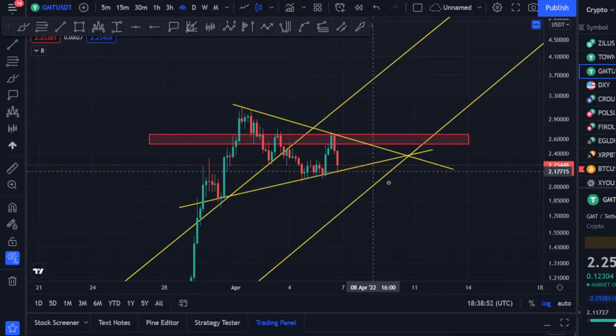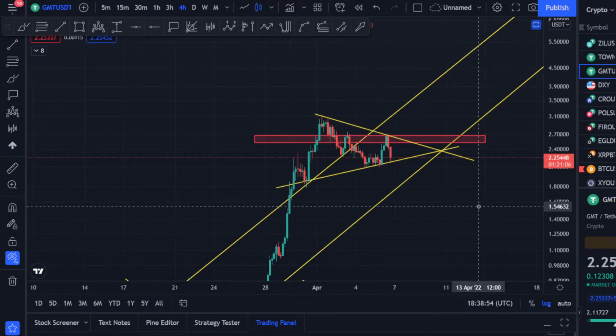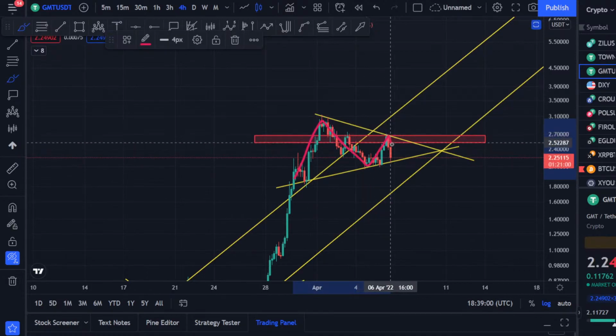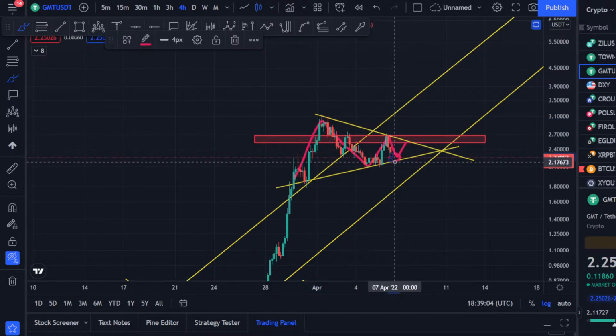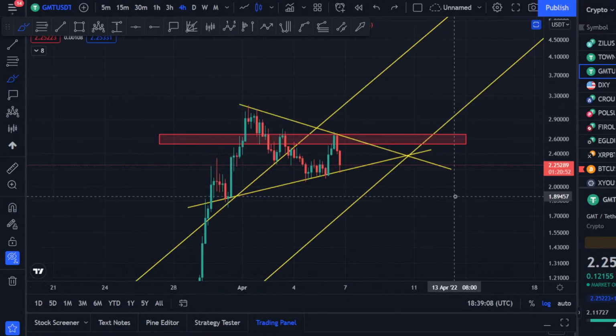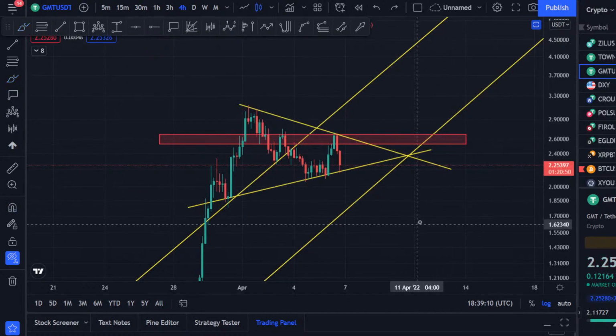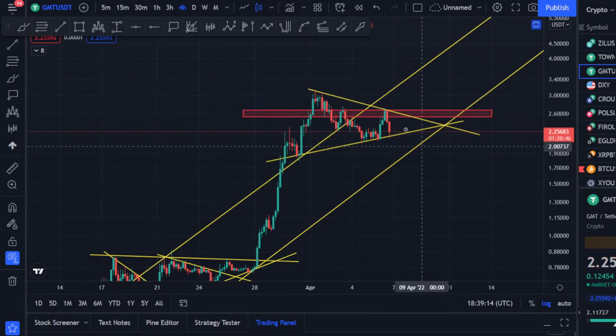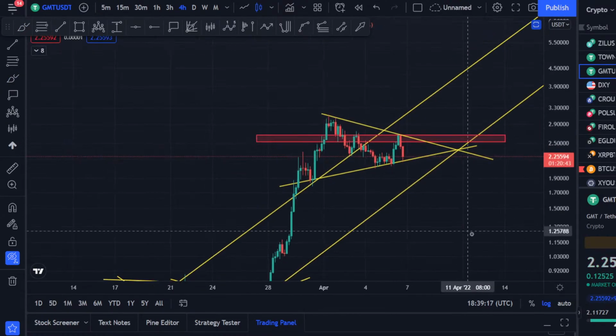So GMT, you can see if this symmetrical triangle plays out accordingly, goes up, comes down, goes up, comes down, again goes up. If this holds as support and we play in this manner, then whenever you are in an uptrend, symmetrical triangles are considered to be a bullish pattern and they tend to break towards the upside.